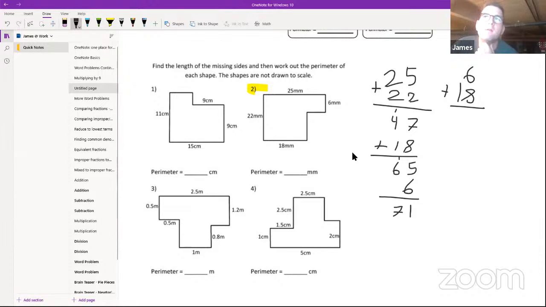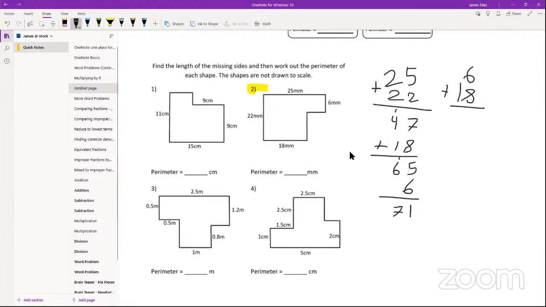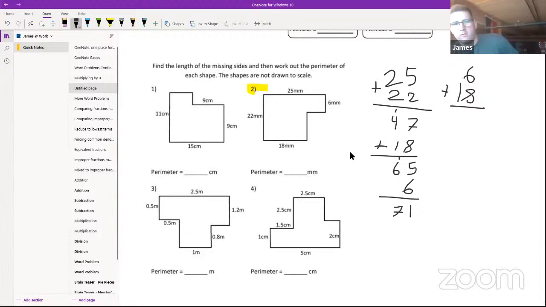And now what? Scale. So if we have 71, it says the shapes are not drawn to a scale. Yeah. That means if you put squares in them, it would line up correct. But one thing that we miss, if we just add up these numbers, we're going to miss these two sides. This one right here and this one right here.